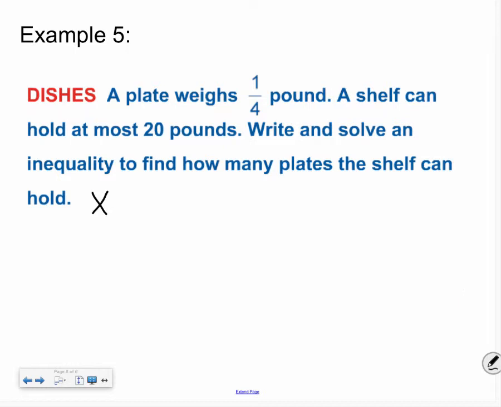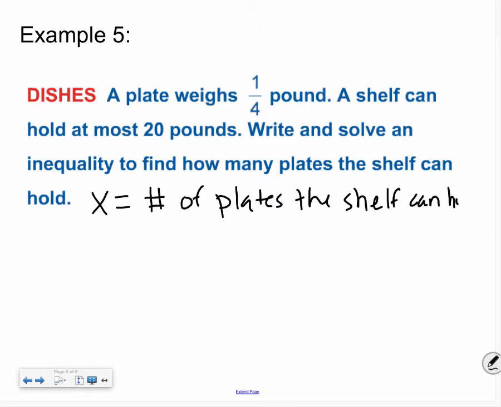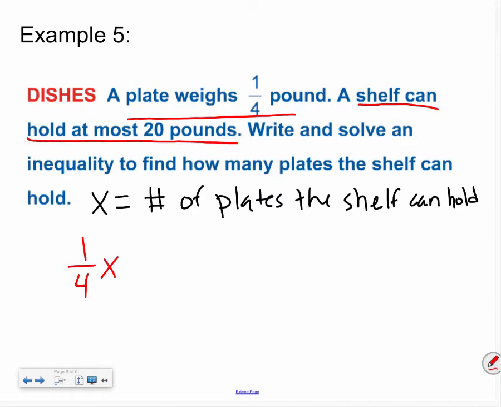So I'm going to say that x equals the number of plates. That's what we're trying to find. Number of plates the shelf can hold. And let's try to write an inequality. We know each plate weighs 1/4 pound. So 1/4 pound times the number of plates we have, right? And we know that the shelf can hold at most 20 pounds. That means the weight of our plates has to be less than, or it can be equal to 20 pounds.